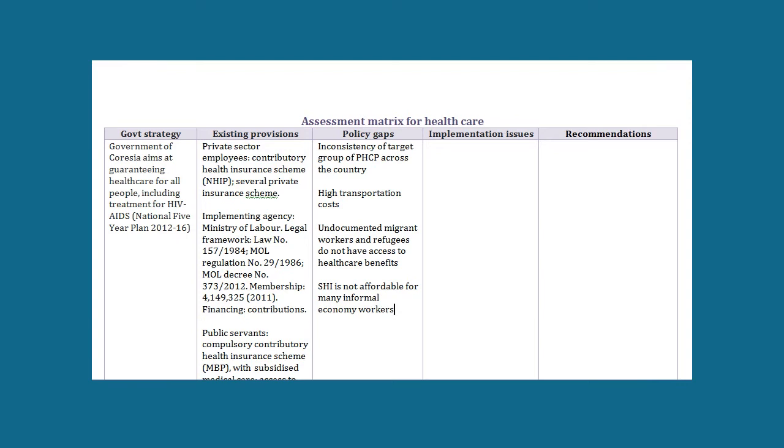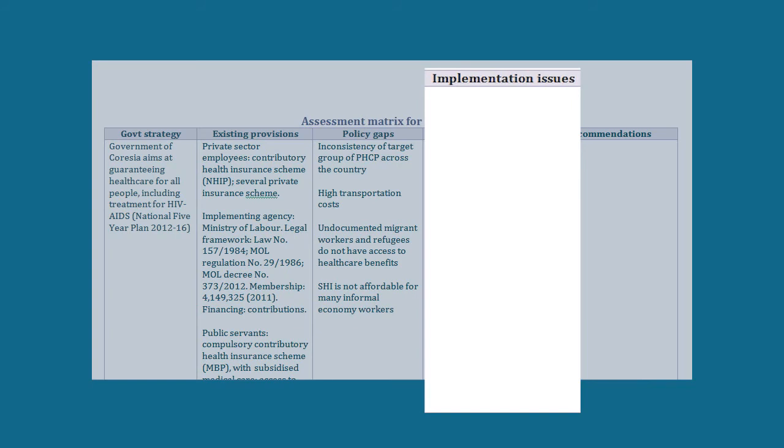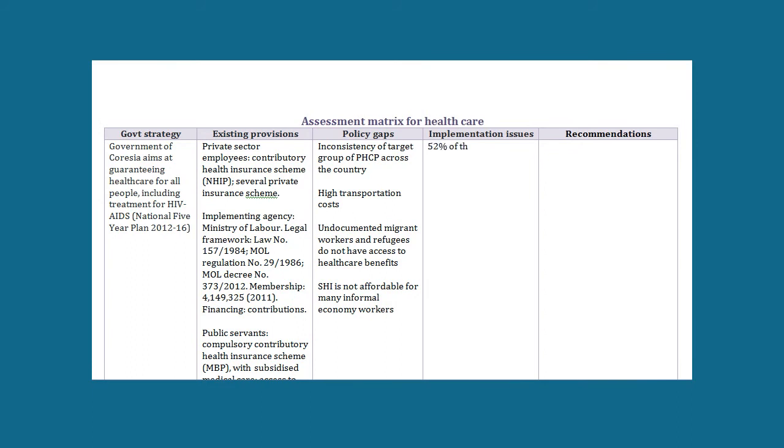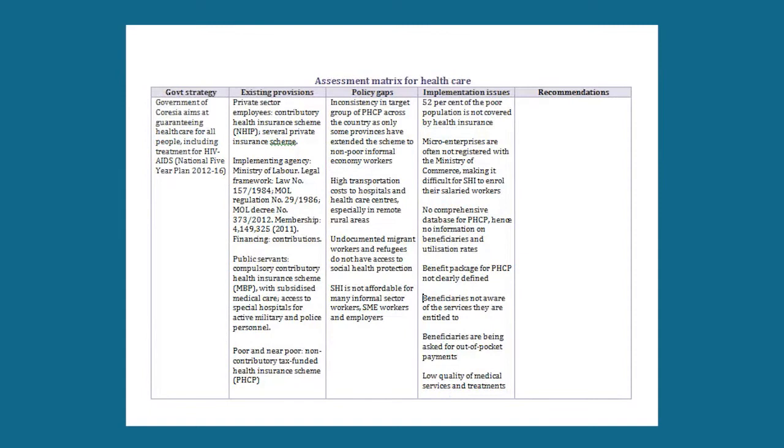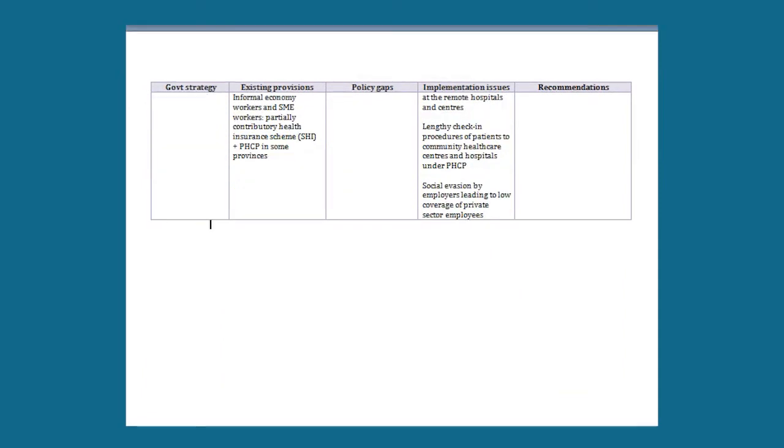We now move to the next column, which is for implementation issues. Such issues arise when beneficiaries do not enjoy effective access to their entitlements due to poor enforcement of laws and schemes. For Corasia, the first issue is that the PHCP does not cover 52% of the total poor population. Other issues are an absence of a comprehensive database for PHCP, and that the PHCP benefit package is not clearly defined. And there is an evasion of payment of contribution by private sector employers. The remaining policy gaps and implementation issues are then filled in.